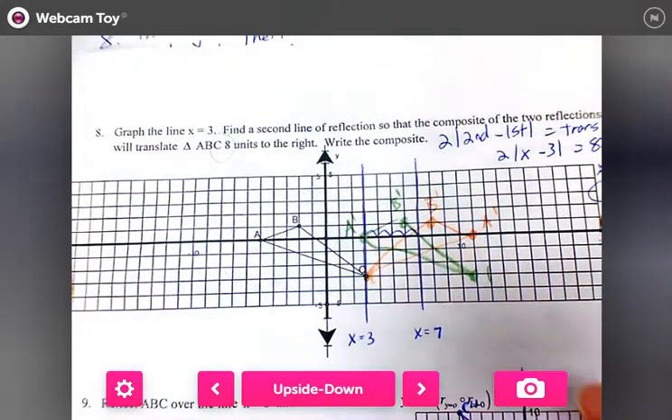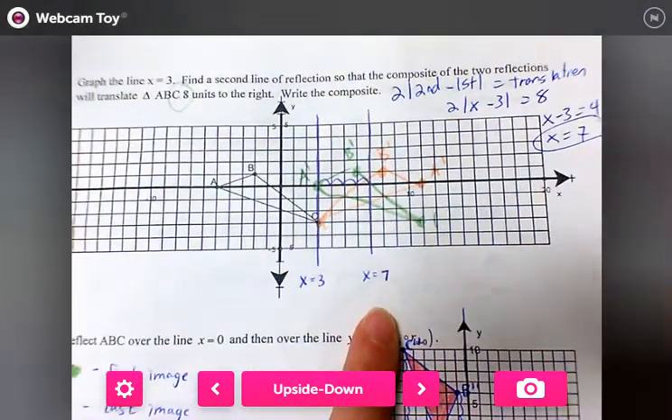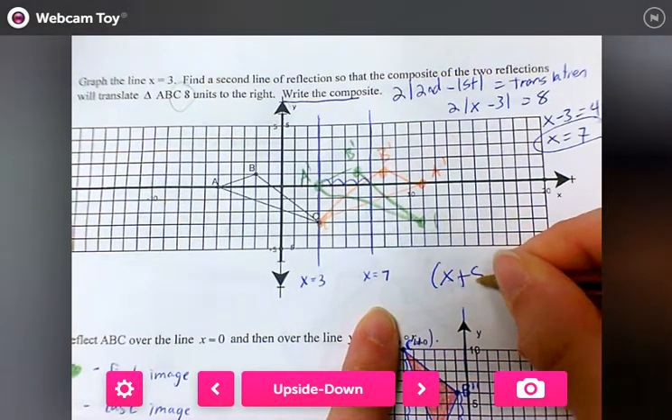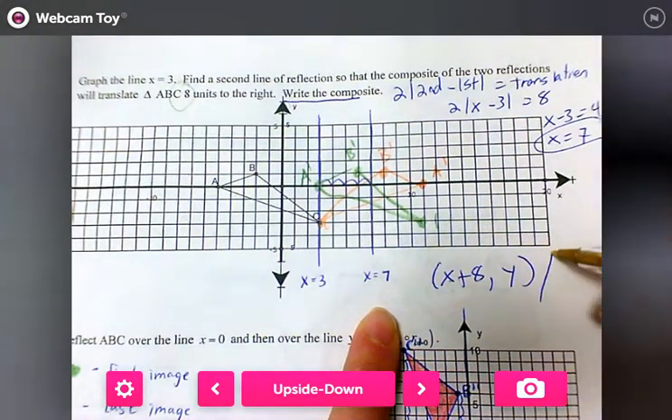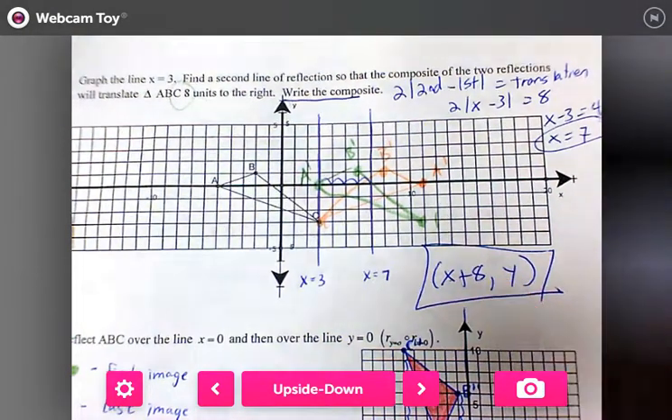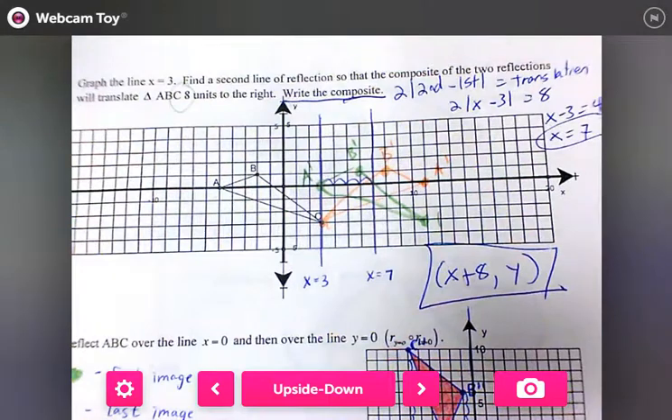Okay? The important thing, this you need to put at the bottom because it does say write the composite. We moved everything over 8 units. This is what we're looking for. You're going to miss a point if you don't have this down. It says it right here in the directions, but a lot of you didn't write that.